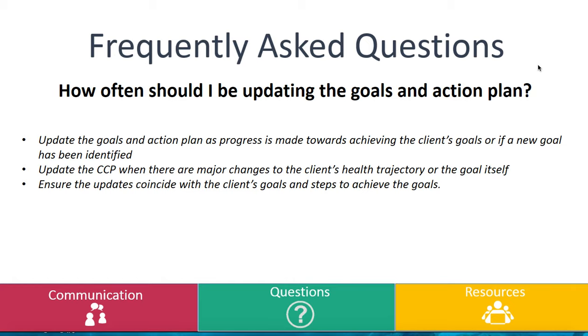The last question we are asked frequently is how often should I be updating the goals and action plan? This question is often asked to understand the time needed to continue to update the use of the CCP. You will want to update the goals and action plan as progress is made towards achieving the client's goals, as well as if a new goal has been identified. You will also want to update the coordinated care plan when there are major changes in the client's condition or the goal itself. The CCP is a way to formalize updates that you may have already provided to care team members in your daily practice. You really will want to ensure the updates coincide with the client's goals and the steps in achieving those goals for the client.